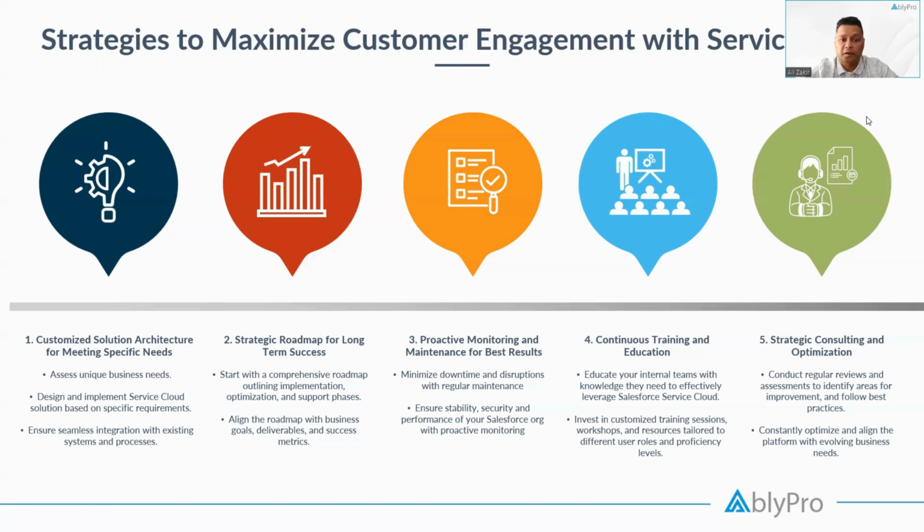Strategic roadmap for long-term success. Start with a comprehensive roadmap outlining implementation, optimization, and support phases. Align the roadmap with business goals and deliverables and success KPIs. Proactive monitoring and maintenance for best results, which is what I had touched upon also previously, to minimize downtime and disruptions with regular maintenance. Ensure stability, security, and performance of your Salesforce org with proactive maintenance.